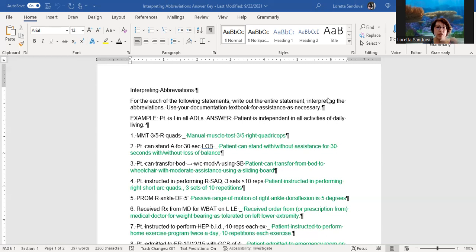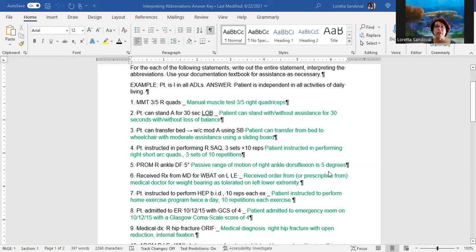So number 7, patient instructed to perform HEP BID, 10 reps of each exercise. So HEP, home exercise program, BID twice a day, QID is 4 times a day. So that's pretty standard medical terminology, but is the patient going to understand it? Probably not. 10 repetitions for each exercise.